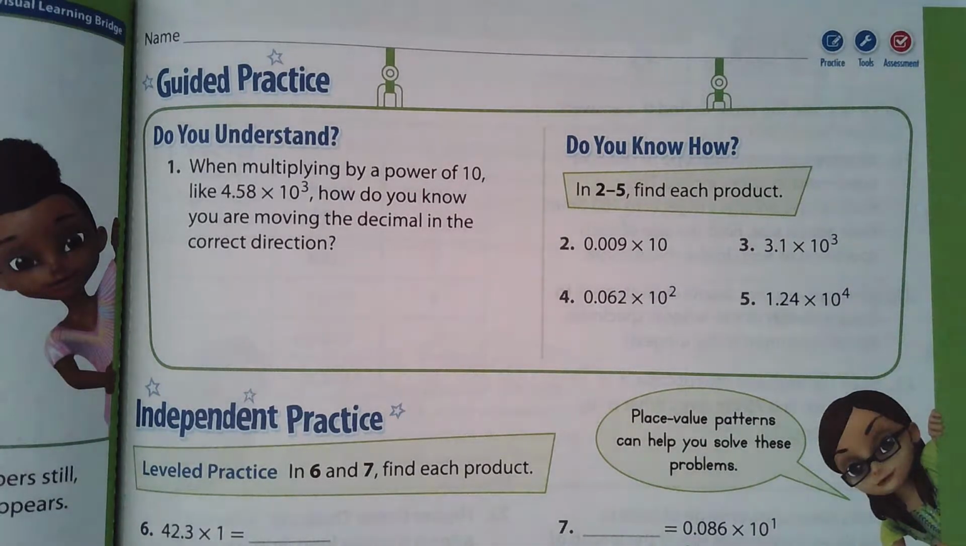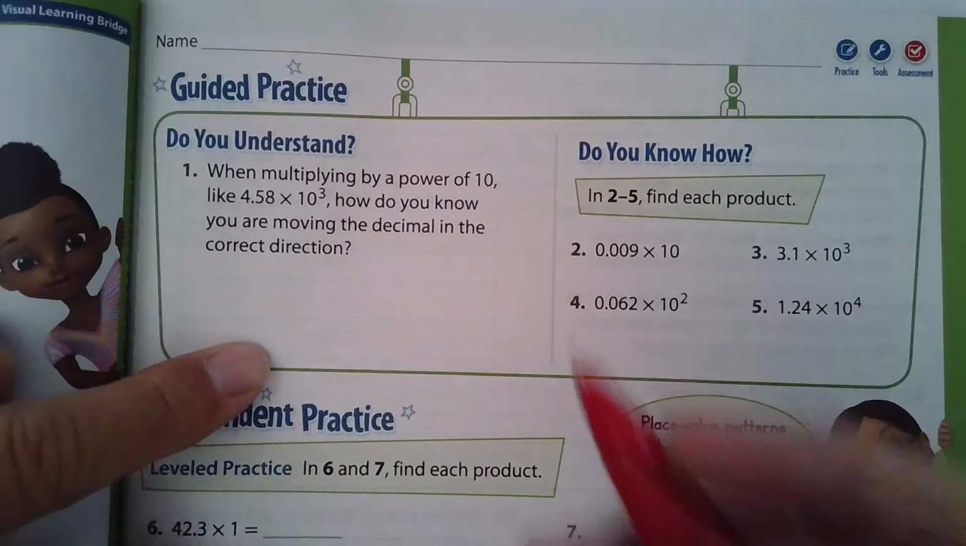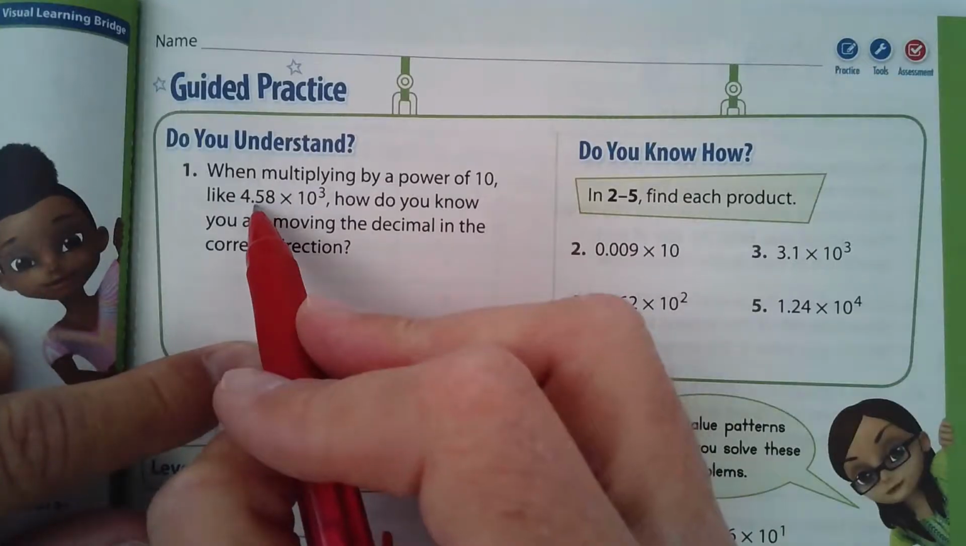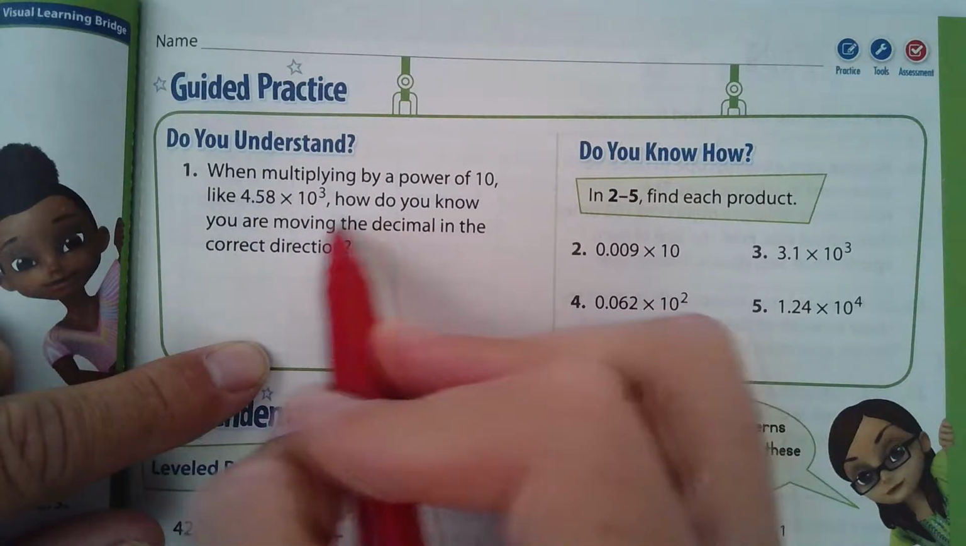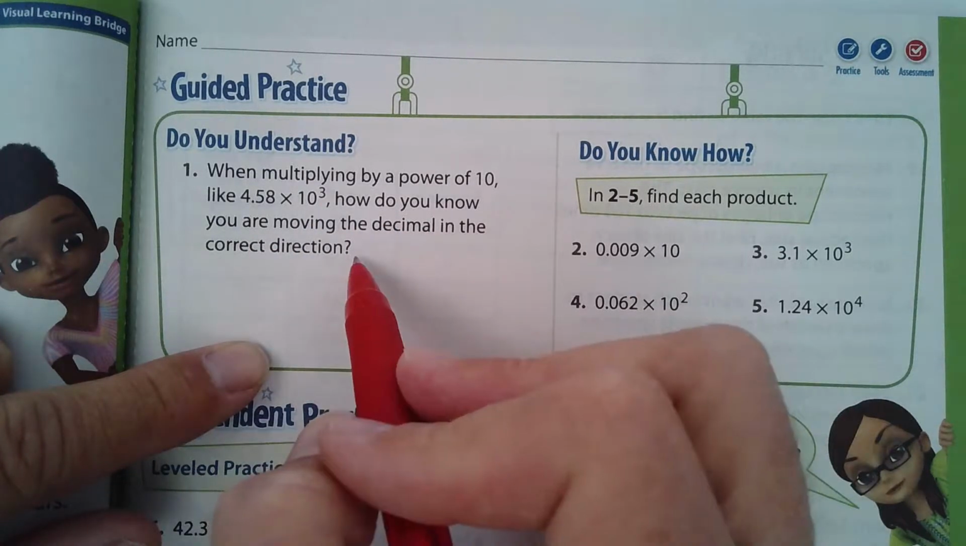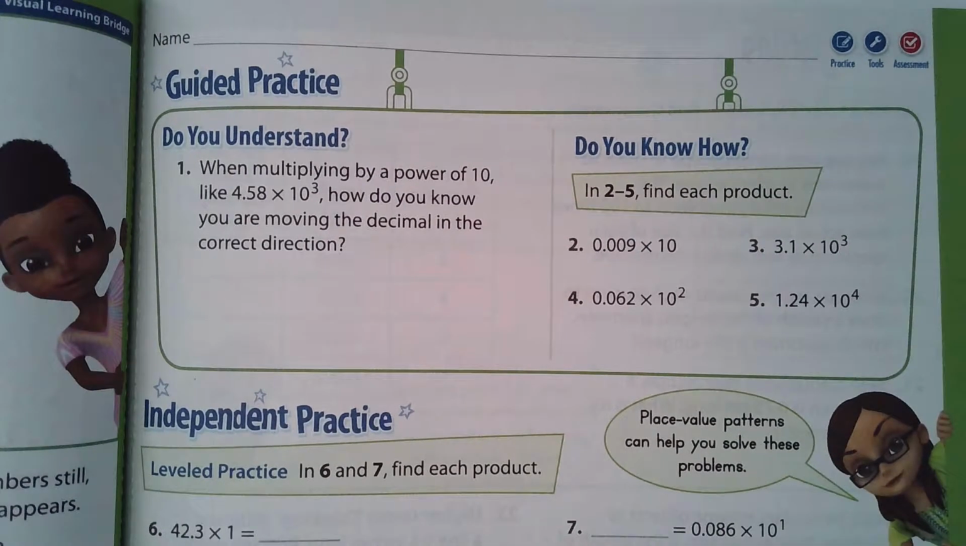It says, do you understand when multiplying by a power of 10, like 4.58 times 10 to the third, how do you know you are moving the decimal in the correct direction? Well, let's see here.